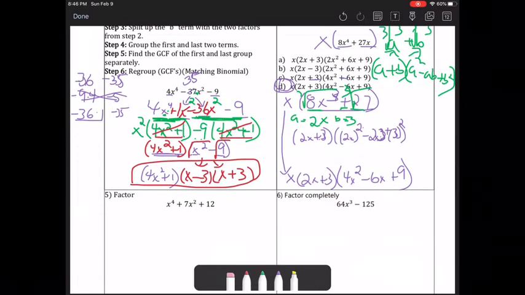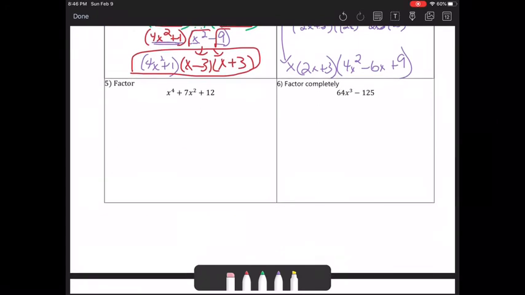All right, so let's look at 5 and 6. Same deal for 5. We go through, this is a trinomial, so I don't have to worry about special cases.